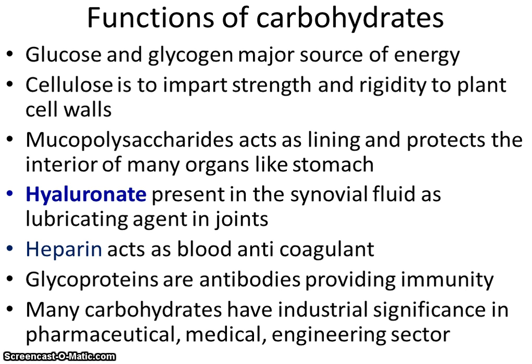The next example is heparin. Heparin is a very good natural blood anticoagulant and maintains the free, laminar flow of blood in the blood vessels. Another example, glycoproteins. They act as antibodies providing immunity in our system. Similarly, there are many such carbohydrates having industrial significance in various sectors such as pharmaceutical, medical, and engineering sectors.